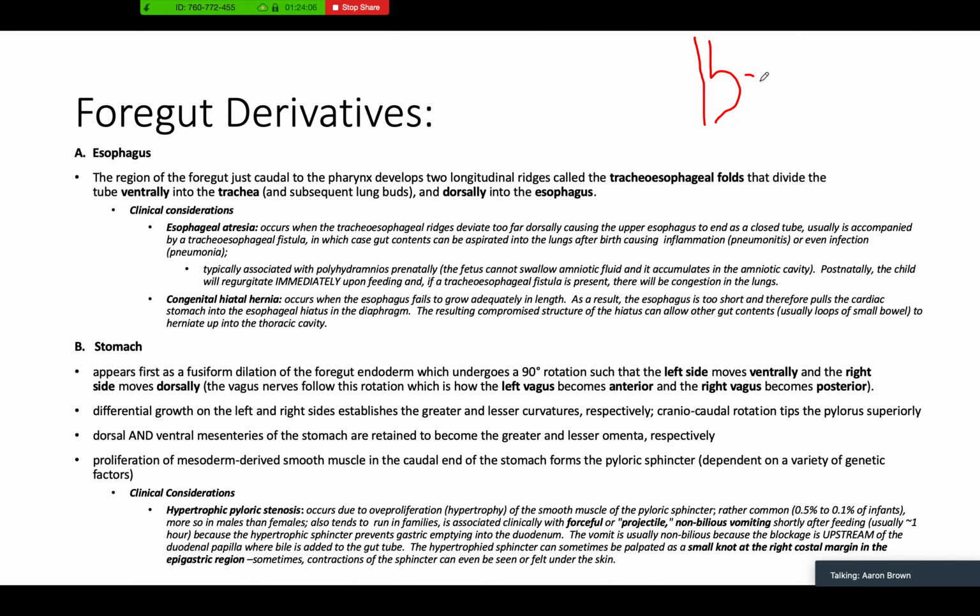And so it actually has to rotate about 90 degrees to form the stomach that we're used to seeing, where it is kind of off to the side and pointing in this direction. Okay, that's a little bit of an exaggeration, but you can see essentially it starts out vertical. Through development, it goes 90 degrees. And so this is going to give you the greater and lesser curvature. The dorsal and ventral mesenteries of the stomach become the greater and lesser omenta.